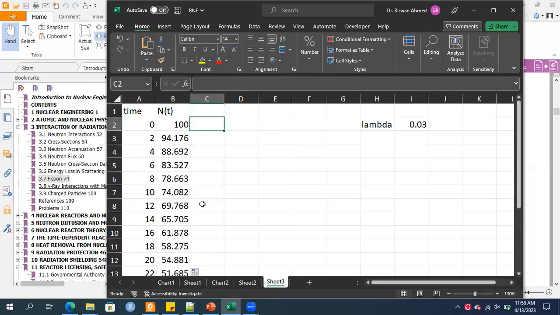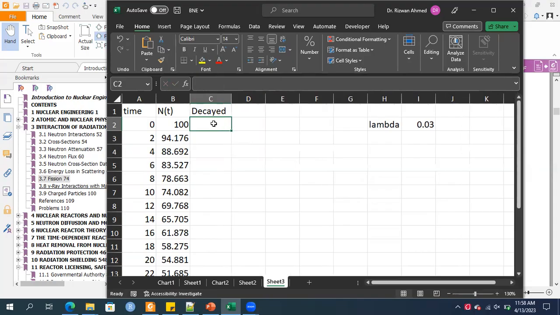Now let's compute the probabilities. At this stage, I can compute the decayed nuclides, or the nuclides that have been converted to daughter nuclides. So at the beginning, there were no daughter nuclides. Now at this stage, the daughter nuclides are 100 minus this value, right? So about 6 nuclides decayed in the first 2 time steps, right?